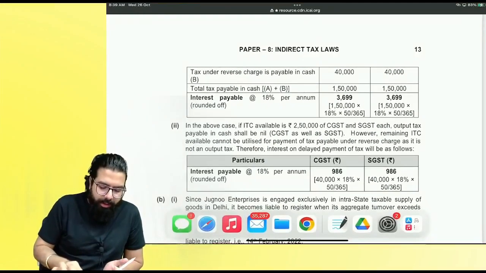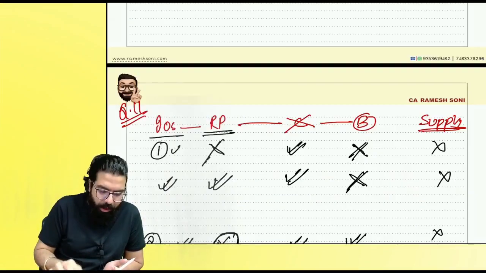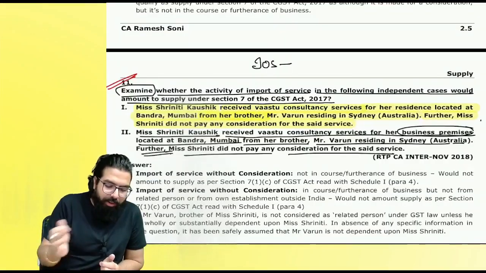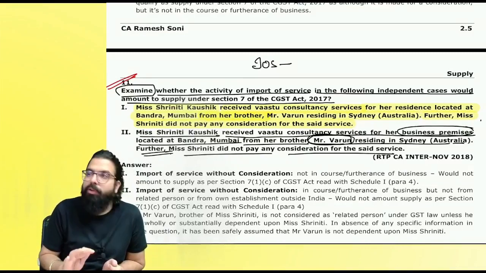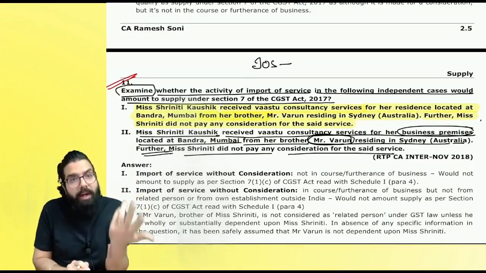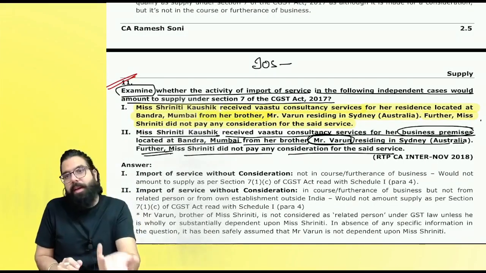Now tell me one thing. In this question which we are solving now, can Miss Sriniti Kaushikka's brother, who is from outside India, who is residing in Sydney, be dependent also? Might be he is just learning. So there can be any assumption.